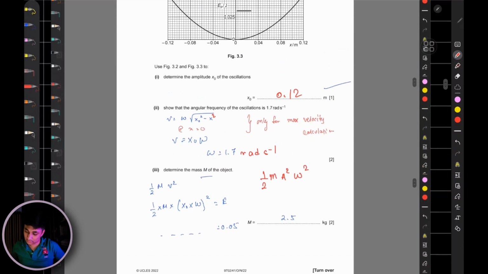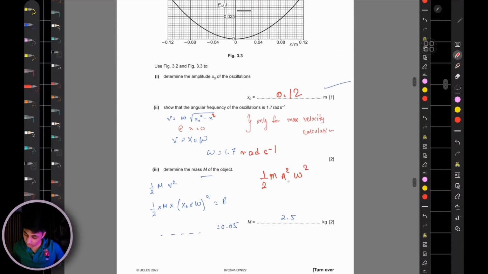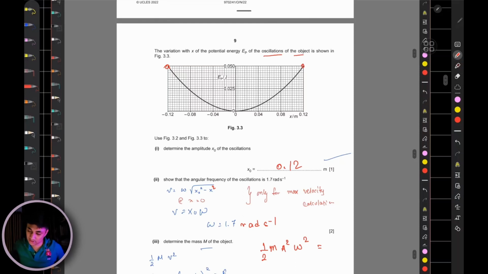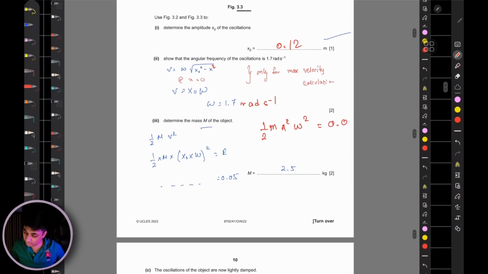Fair enough. Okay, so V square, I'm substituting as amplitude times omega square. So I know the amplitude, I need to find out the mass, I know the angular frequency, I also know the total energy, right? How much is the total energy? You know from this graph, 0.05 joules. So 0.05, plug in the value of amplitude, which is 0.12.